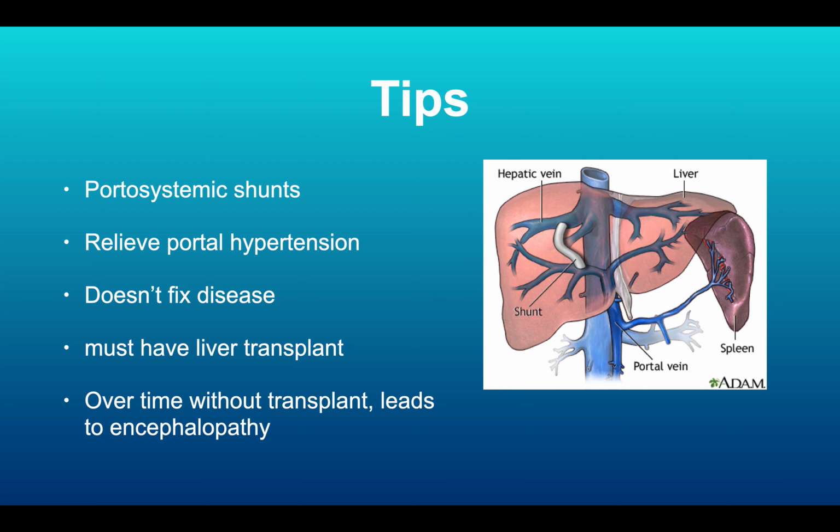So the TIPS surgery is going to be some kind of portosystemic shunt, and it's done to relieve the portal hypertension. This is a pretty risky surgery, and it doesn't actually fix the disease. It kind of gives you an extension on your life, so you can wait a little bit longer in order to get the liver transplant.